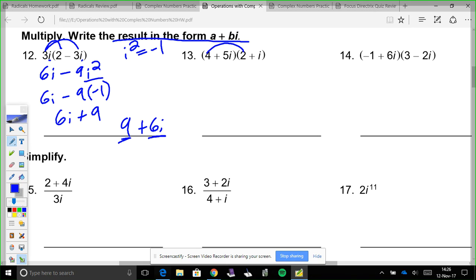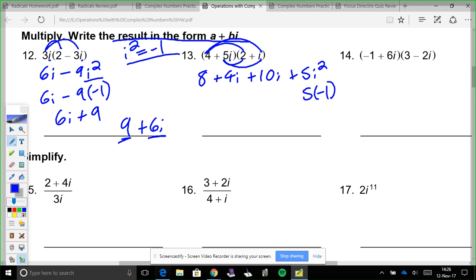But anyway, number 13, you're also distributing. So 4 times 2, it's going to give me 8. 4 times i, which would give me 4i. And then the 5i. 5i times 2 would give me 10i. And then the 5i times i would give me 5i squared, because don't forget i times i makes an i squared. Now again, because I see that i squared, I have to remember that I'm going to just change that to negative 1. Okay? Anytime you have i squared, change it to negative 1.